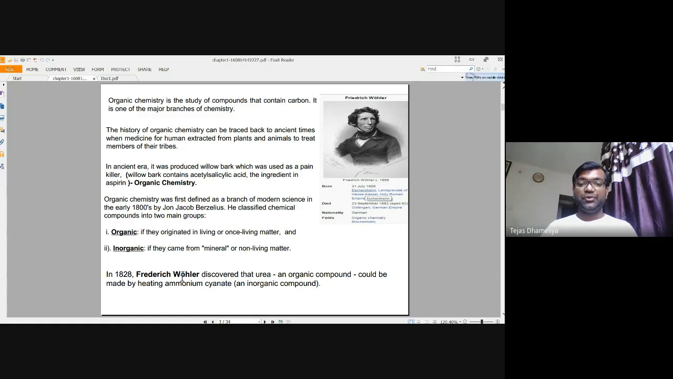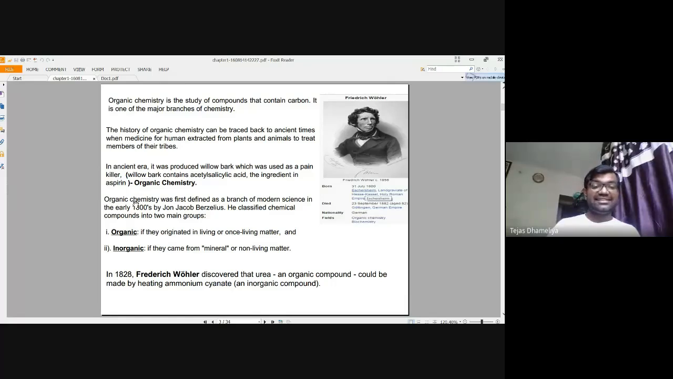And urea, we know, when we go to some urinals, like at a bus station or railway station, there is a lot of smell at the toilets or washrooms. That smell is because of this compound called urea. But Wöhler discovered it from ammonium cyanate, NH4CN, which is an inorganic compound.